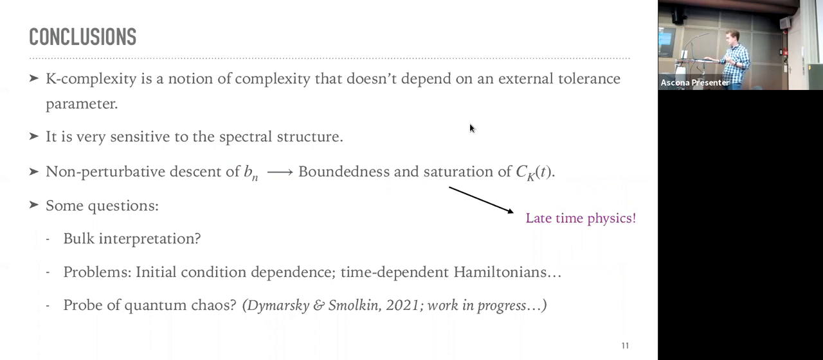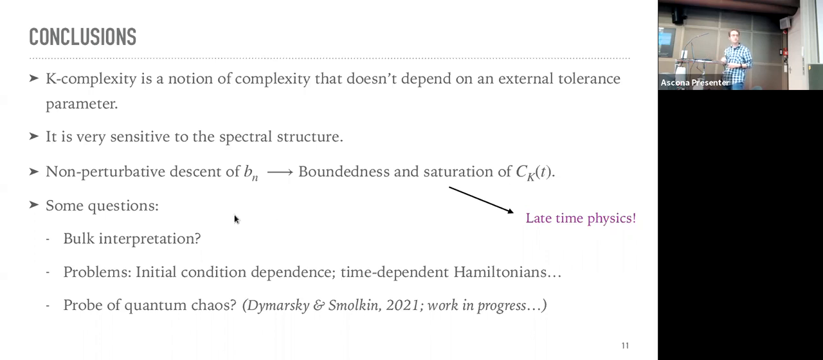To our surprise, we did find that this quantity is sensitive to the structure of the spectrum, and becomes maximal whenever we have a chaotic system. Furthermore, we found non-perturbative corrections to the predicted profile of the Lanczos coefficients. Non-perturbative corrections that are actually crucial for the eventual boundedness and saturation of the complexity. So therefore they become crucial at late time physics.